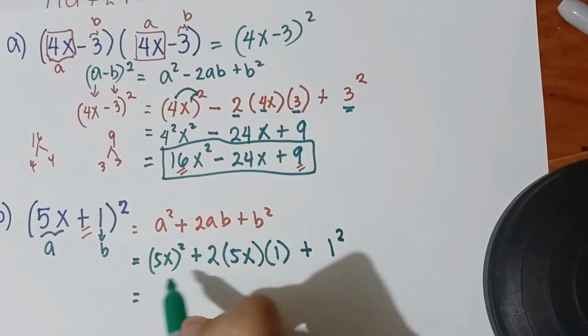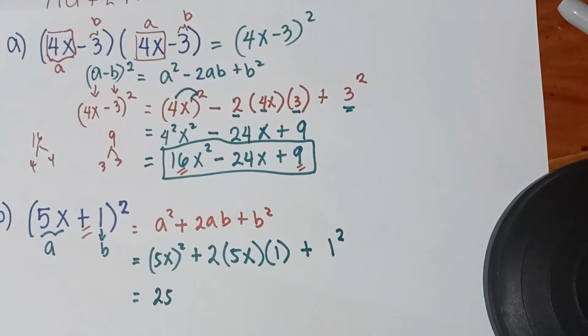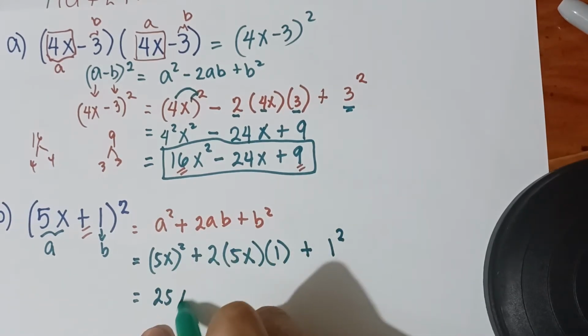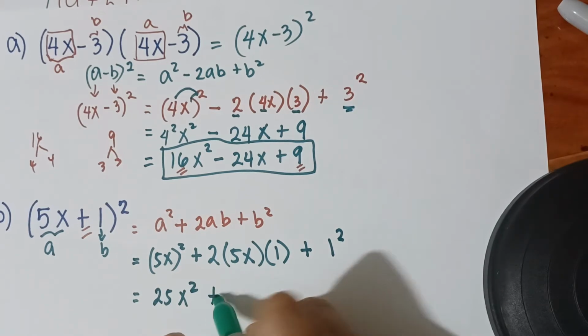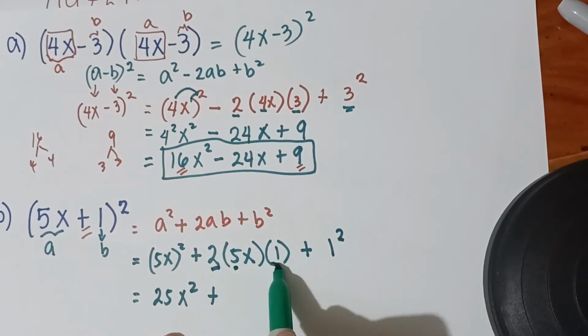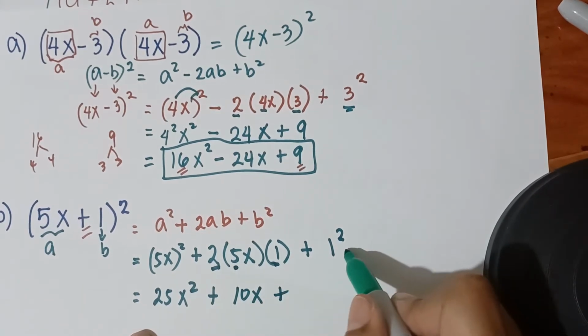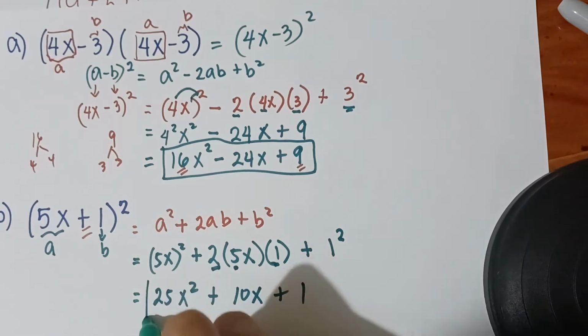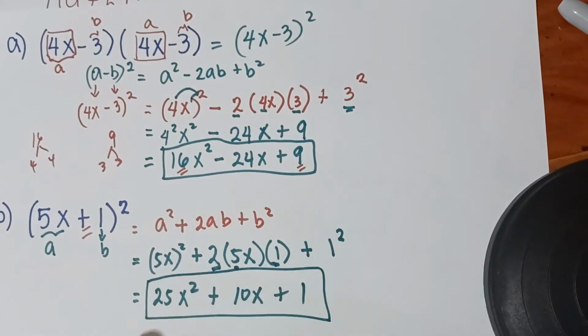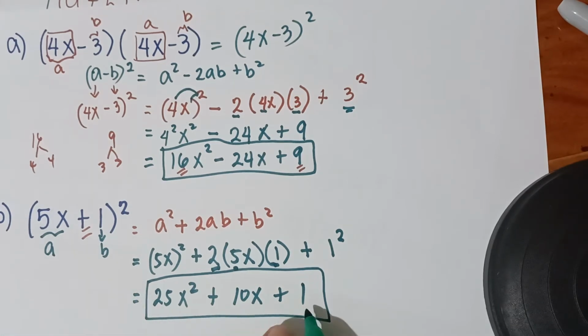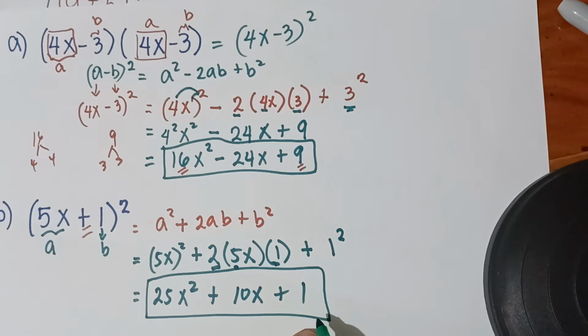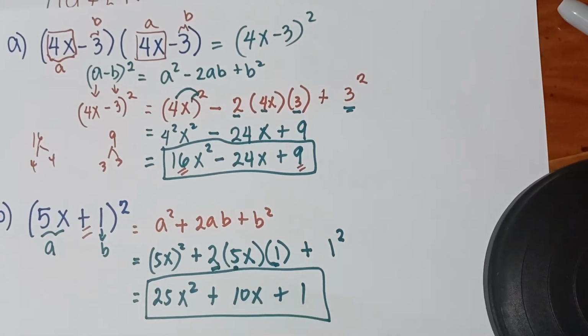So, 5 square is 25. And then, x square is x square. Plus 2 times 5 times 1 is 10x. Plus 1 square is 1. At ito na yung final answer natin. So checking, 25 is a perfect square. Why? It's 5 times 5. 1 is also a perfect square, which is 1 times 1. So 5 times 1 is 5 times 2, which is the constant, is equal to 10.